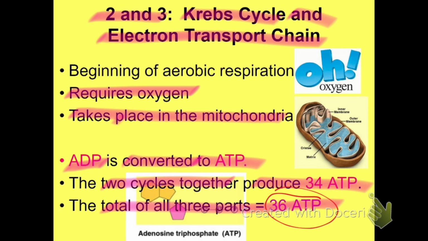The third is called the electron transport chain. Second is Krebs cycle. Third is ETC. They both require oxygen. Where do they take place? In the mitochondria. Yes, ma'am. ADP is turned into ATP. Once all 3 steps are done, I have 36 ATP.